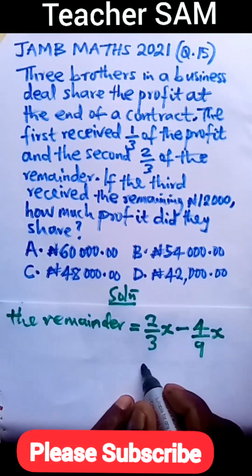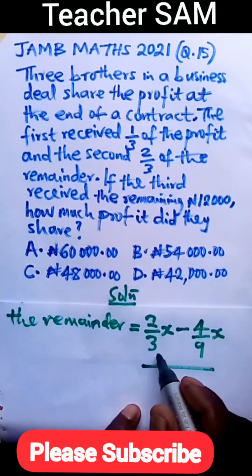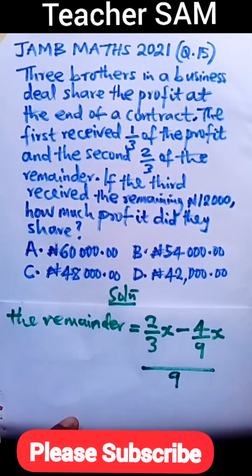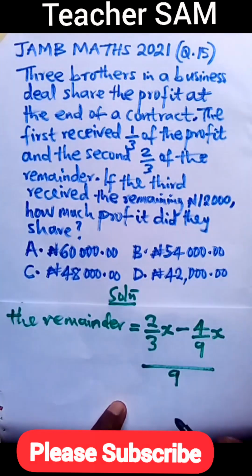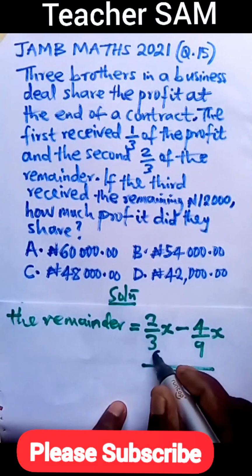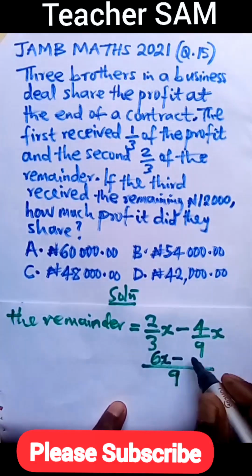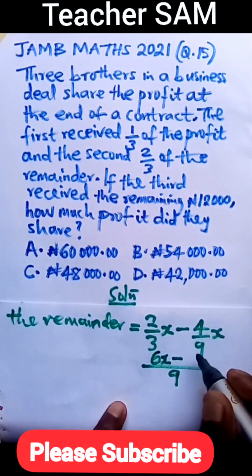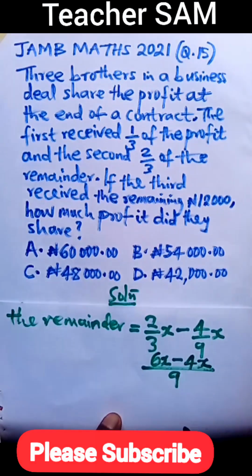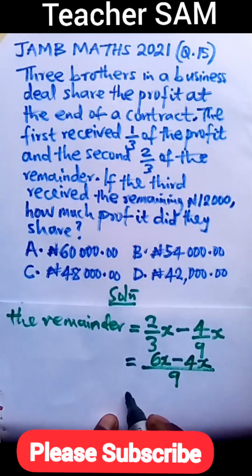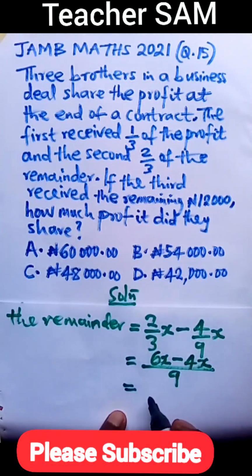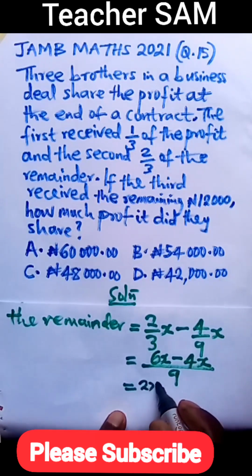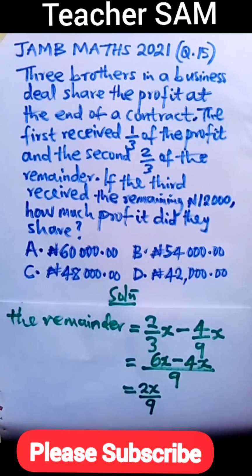Now we solve this using LCM of 9. 9 divided by 3 is 3, 3 times 2 is 6, so we have 6X. 9 divided by 9 is 1, 1 times 4X, we have 4X. So at the end of the day, what is left will be equal to 2X over 9.